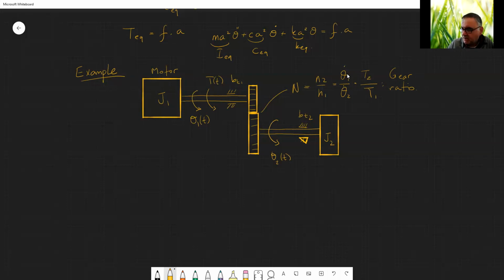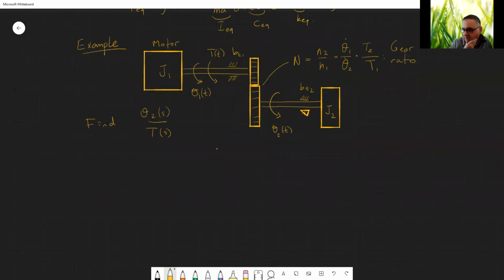The shafts are massless and rigid. We want to find the following: theta 2 of S divided by T of S. That is the transfer function that relates theta 2, the rotation of the second shaft, to the torque generated by the motor. And the motor itself has an inertia.